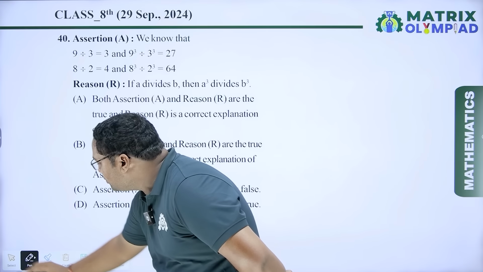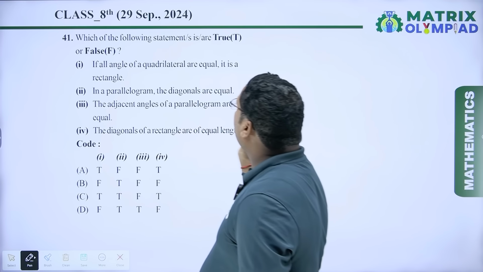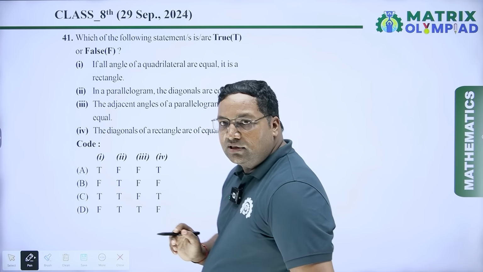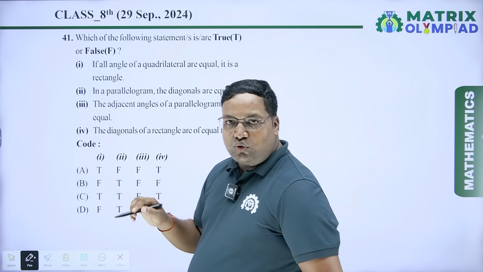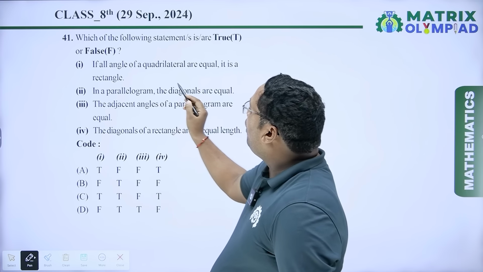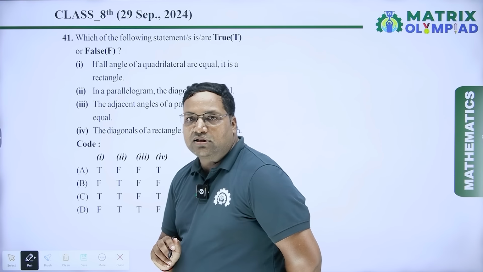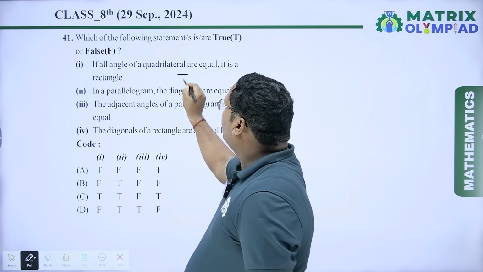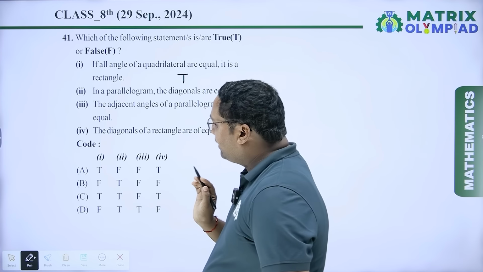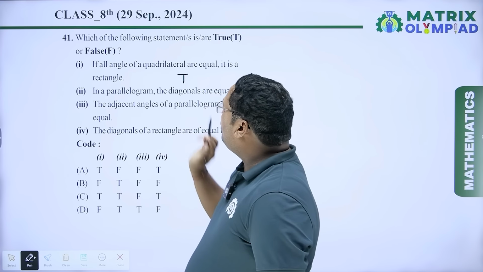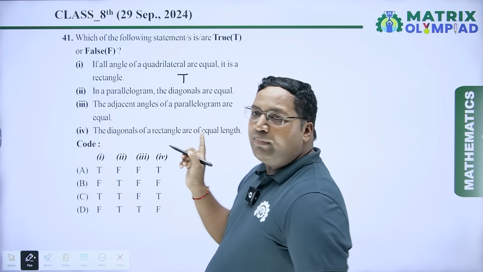Now coming to the next question. That is question number 41. Which of the following statements are true or false? So read every statement one by one and check if it is true or false. So if all angles of a quadrilateral are equal, it is a rectangle. So it is a true statement. Next is in a parallelogram, the diagonals are equal.